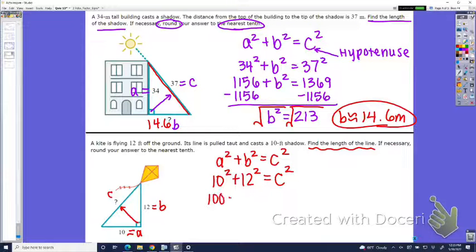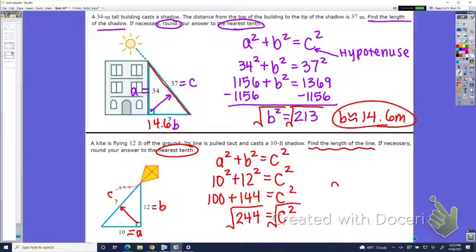10 squared is 100. 12 squared is 144. If you add them, you get 244. And you have to take the square root. So second square root button on the calculator. And this also says to round to the 10th. So C is approximately 15.6 feet. Which makes sense because, like I said, the hypotenuse should be the longest side. 15.6, sorry.